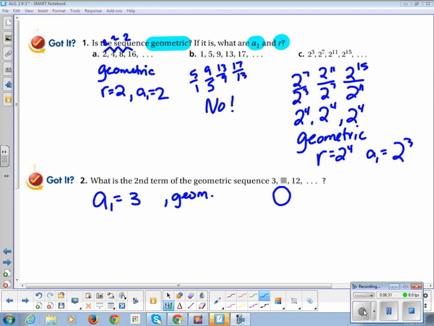3 times 3 is 9, and 9 times 3 is 27. So it's not 3. So let's try 2. 3 times 2 is 6, and 6 times 2 is 12. Yay! So the second term in this geometric sequence is 6.